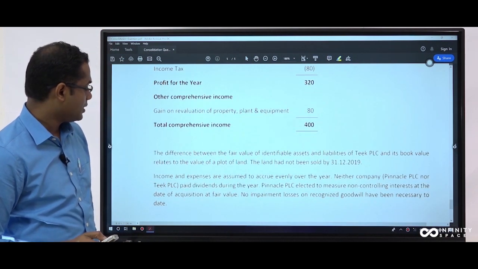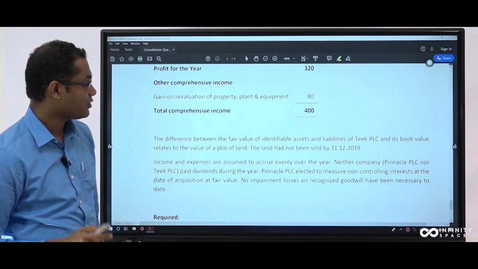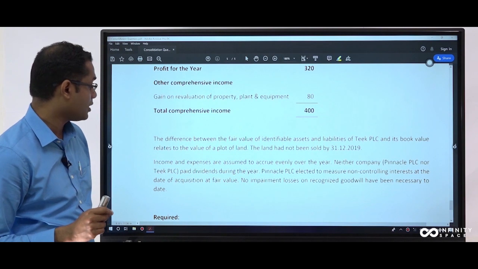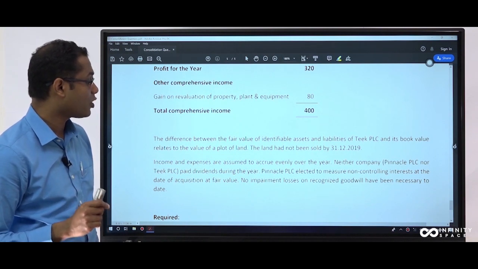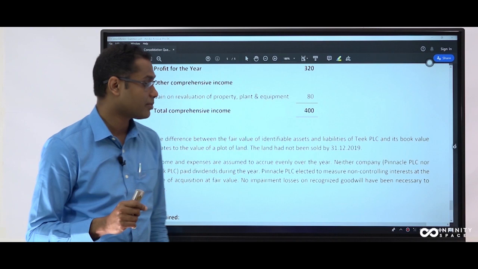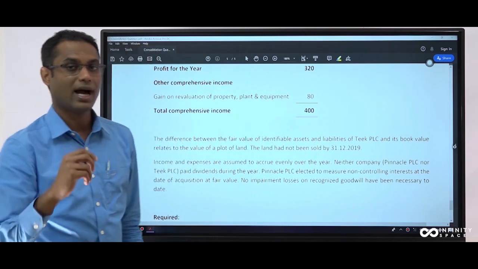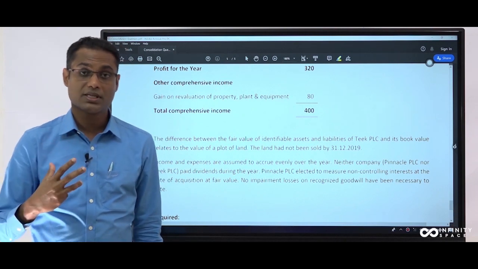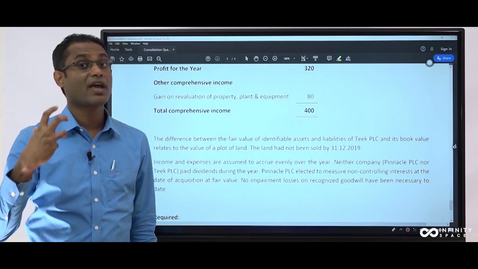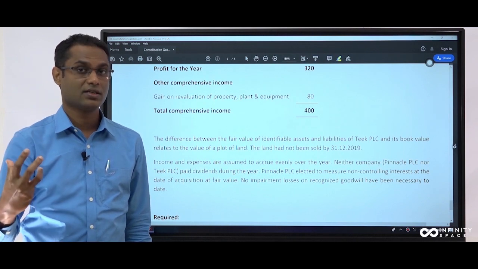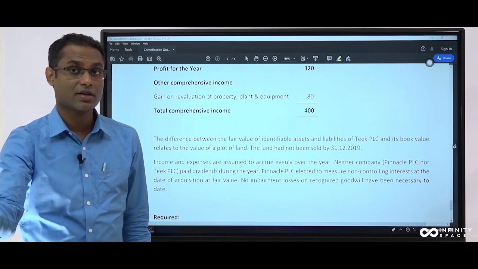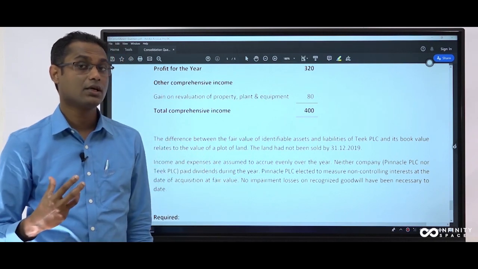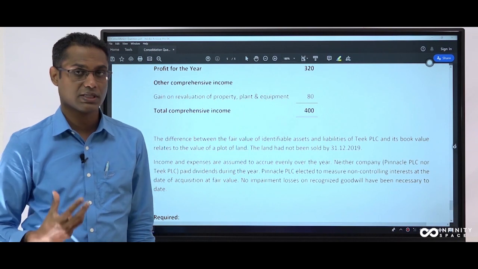Then it's mentioned the difference between the fair value of identifiable assets of Teak PLC and its book value relates to the value of a plot of land. The land has not been sold by 31st December 2019. As I mentioned earlier, when a parent acquires a subsidiary, at the date of acquisition you have to fair value the subsidiary's net assets. You can't take the carrying values as they are and add them to the consolidated balance sheet. You have to fair value the net assets, net assets meaning assets and the liabilities of the subsidiary.